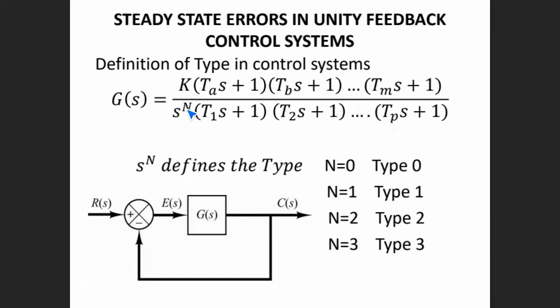If n is equal to 0, it is called type 0. That means there is no s actually. If n is equal to 1, which is s, it is type 1. If n is s square, it is type 2. S to the power 3 is type 3. Okay, so that defines the type.